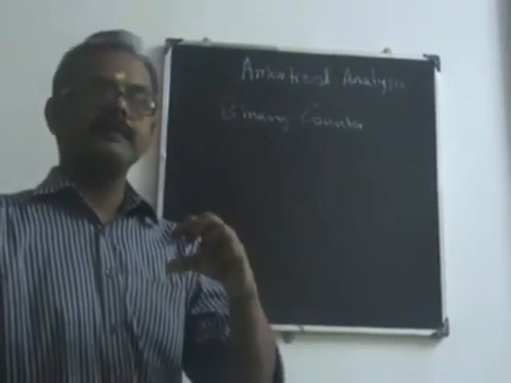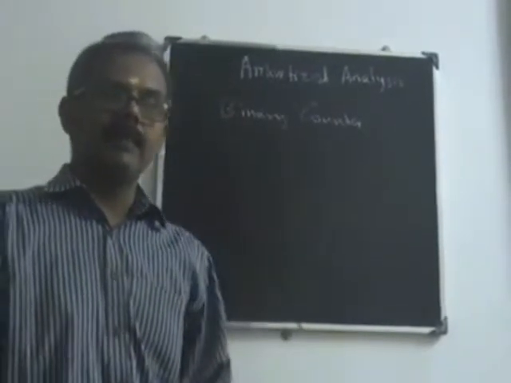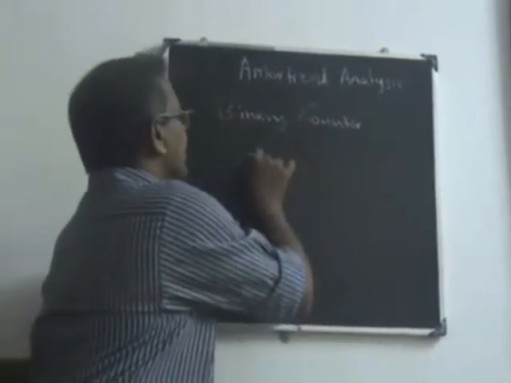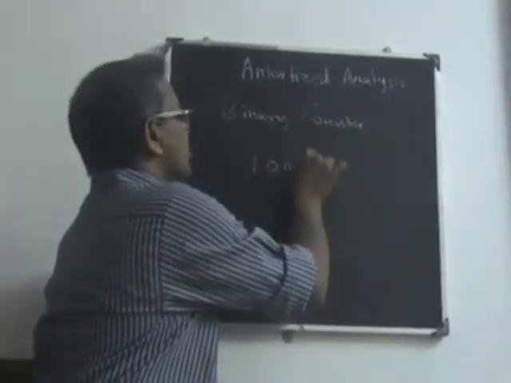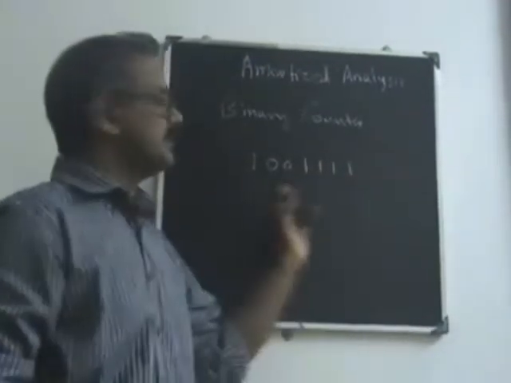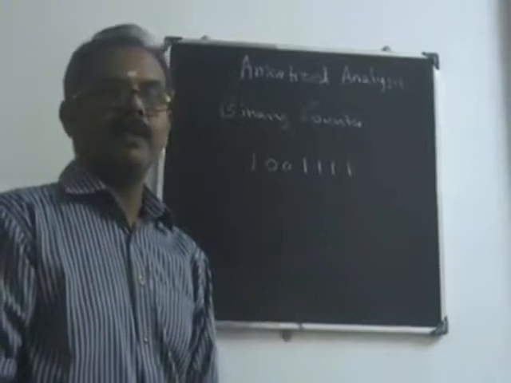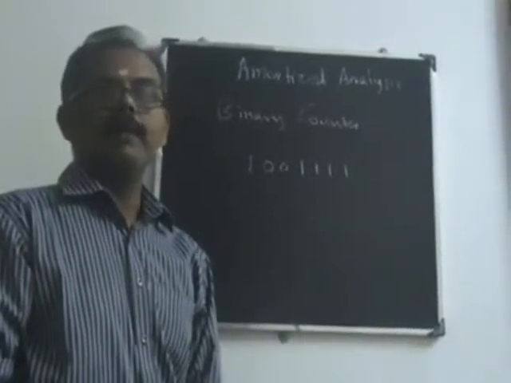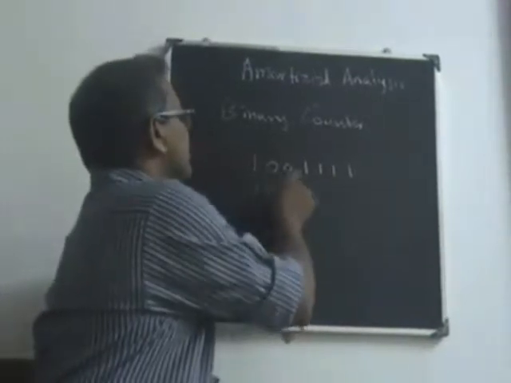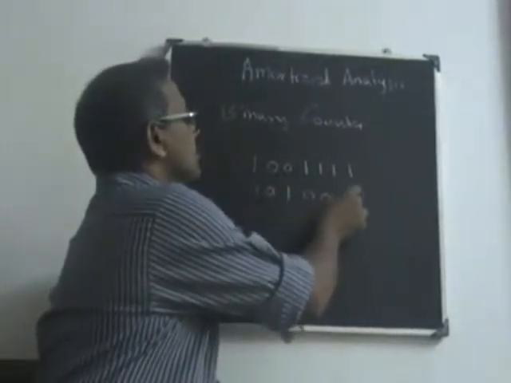Actually, what happens when we increment a value? Suppose the current value in the counter is 1, 0, 0, 1, 1, 1, 1. If you assume this is the current value in the counter, then by making the increment, the next value will be 1, 0, 1, 0, 0, 0, 0.